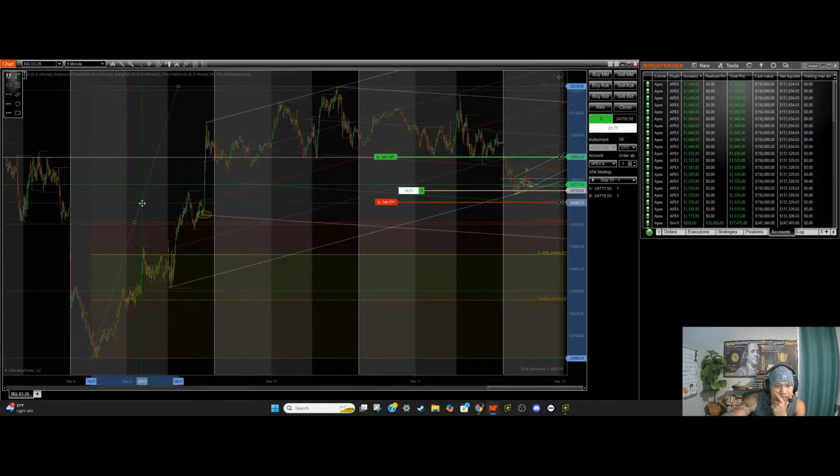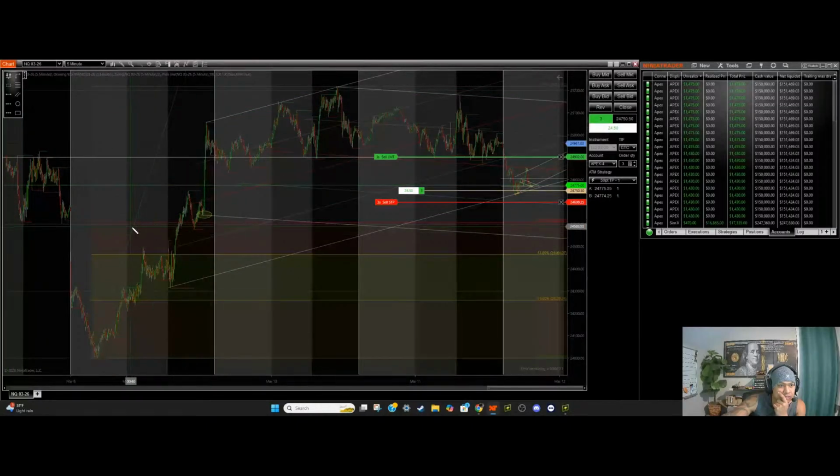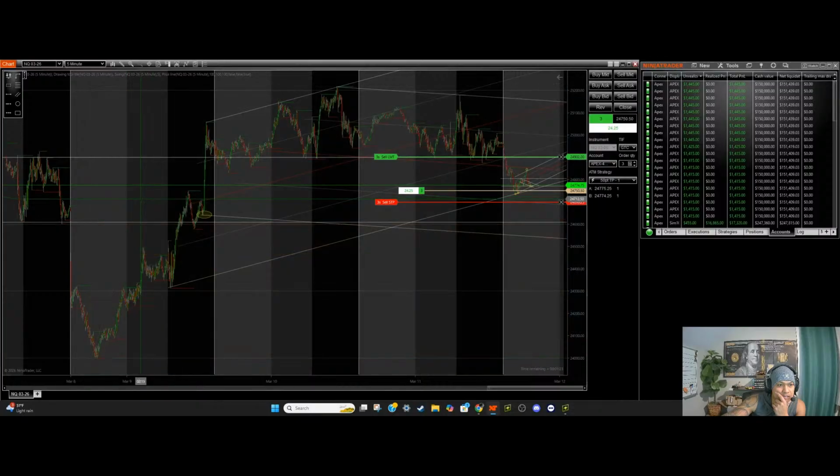Okay, we can get rid of this now. Let's see. We'll mark out that 50% anyway, just so we know what that is. Okay. The 50% pullback is 24,600.